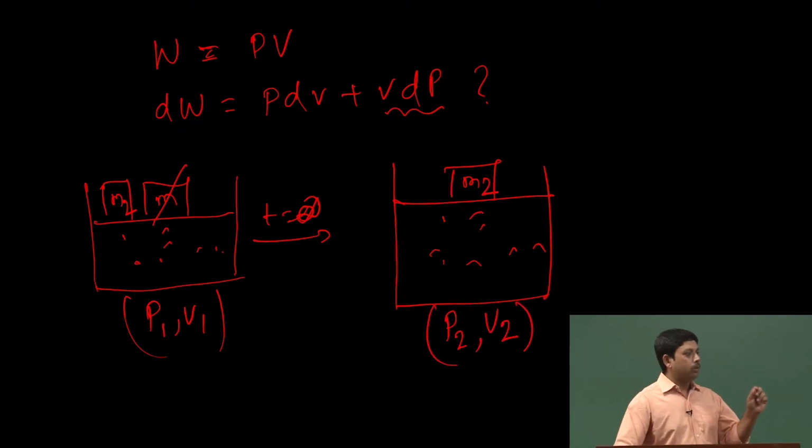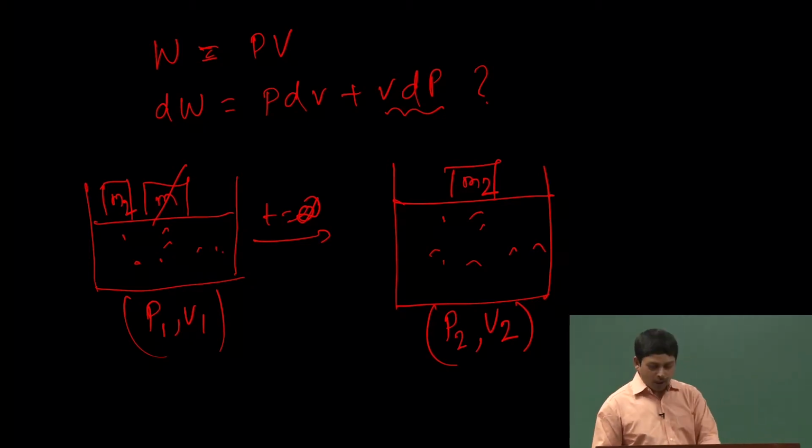Now did the pressure change? Because our system was m2 at t equal to 0 and m2 at the end. That did not change. What changed was only the volume, because based on the external pressure the volume got adjusted. Therefore, dP is 0.